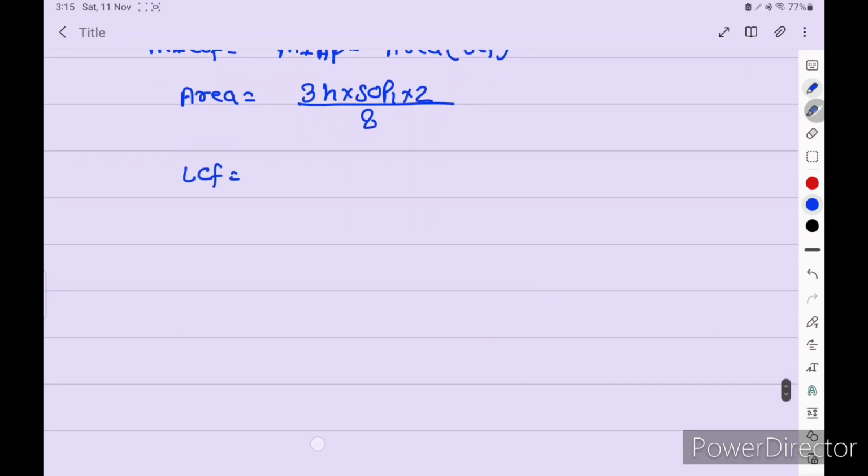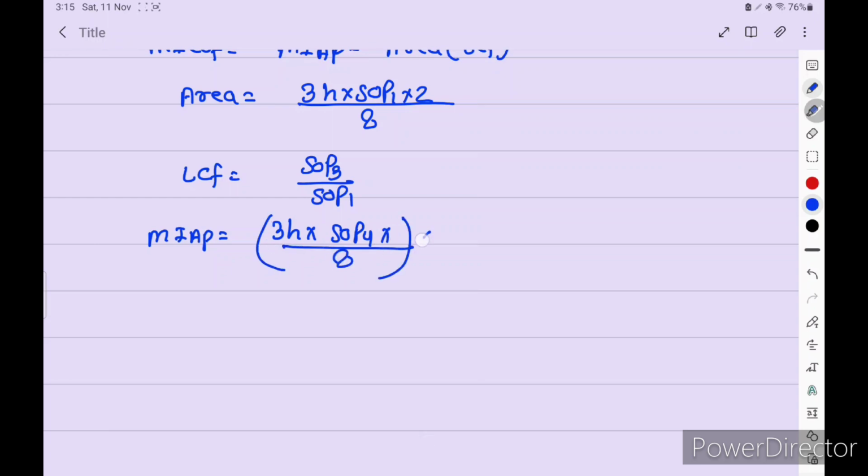What is LCF? How do we get LCF? SOP3 divided by SOP1. So moment about the perpendicular is equal to 3h into SOP4 into 8, and since it is half ordinate we need full, so into 2. This way we get all these values.